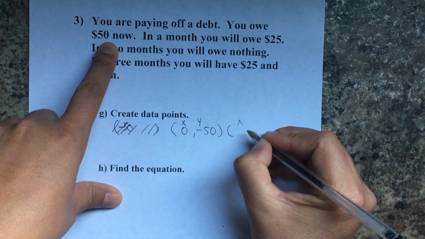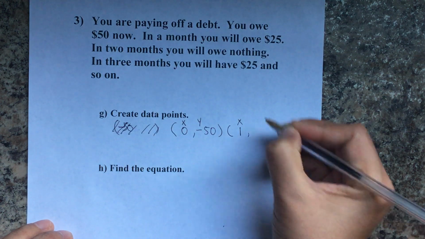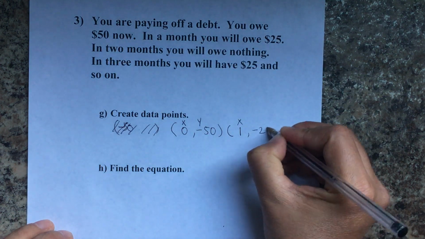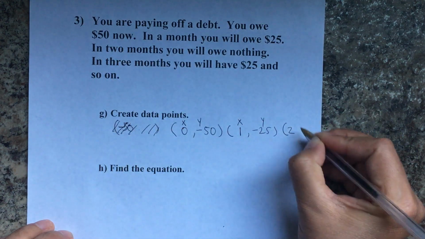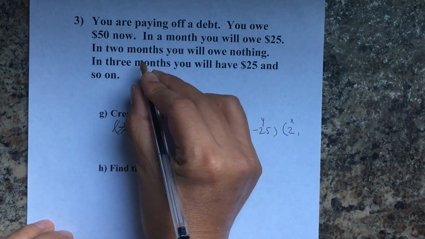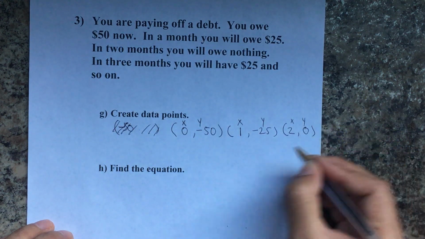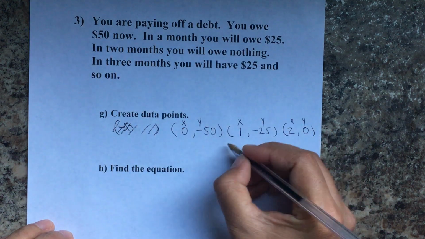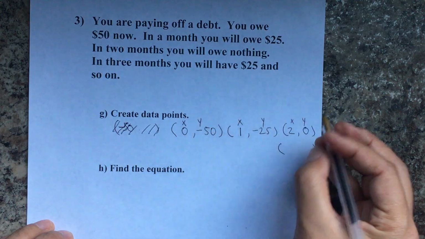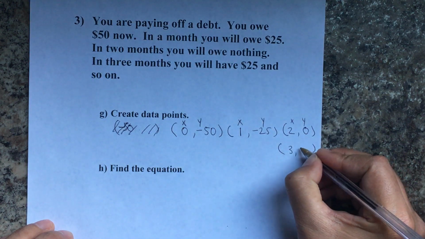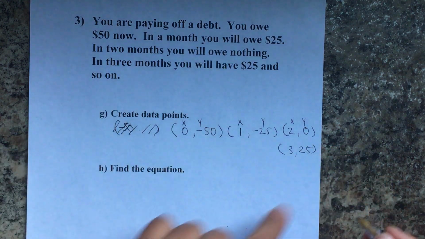Okay, and so in a month you will owe $25. In 2 months you will owe nothing. In 3 months you will have $25, and so on.